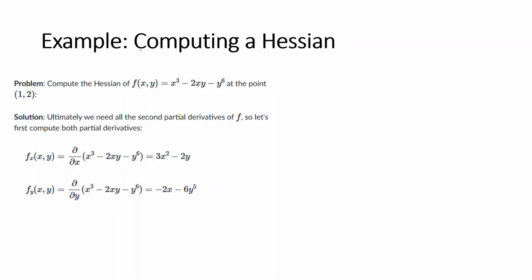We'll understand how to compute the Hessian matrix. Let us take the example, a function f of x and y, f equals x cubed minus 2xy minus y to the power of 6, at the input point 1, 2. When we compute the partial derivative with respect to x, we get 3x squared minus 2y. Similarly, the partial derivative with respect to y gives minus 2x minus 6 y to the power of 5.